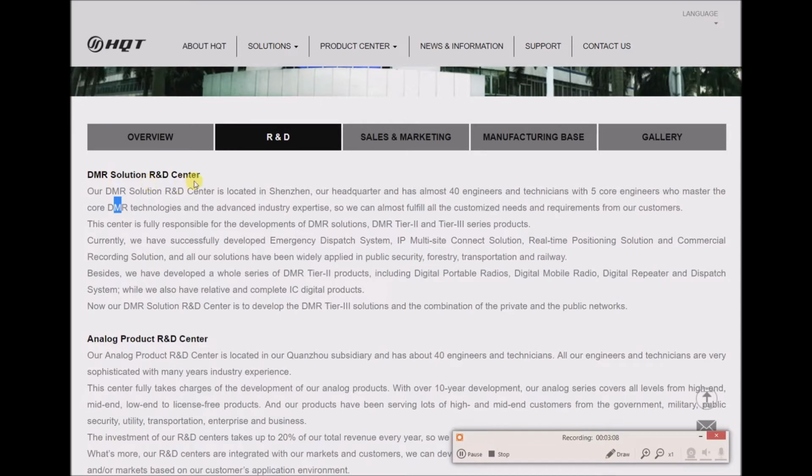DMR Solution R&D Center. Our DMR Solution R&D Center is located in Shenzhen, our headquarters, and has almost 40 engineers and technicians with 5 core engineers who master the core DMR technologies and the advanced industry expertise, so we can almost fulfill all the customized needs and requirements from our customers. This center is fully responsible for the developments of DMR solutions. Talked about radios. Okay, let's click on this.